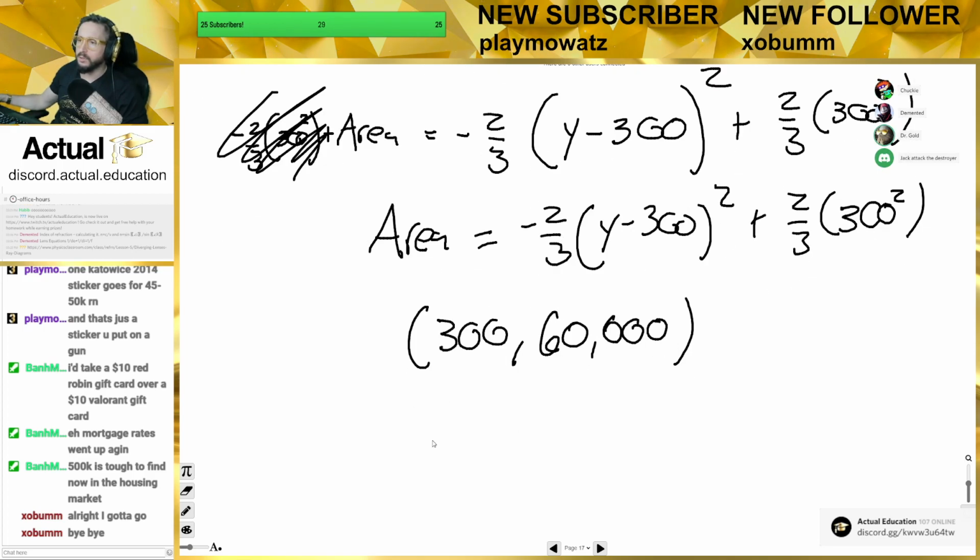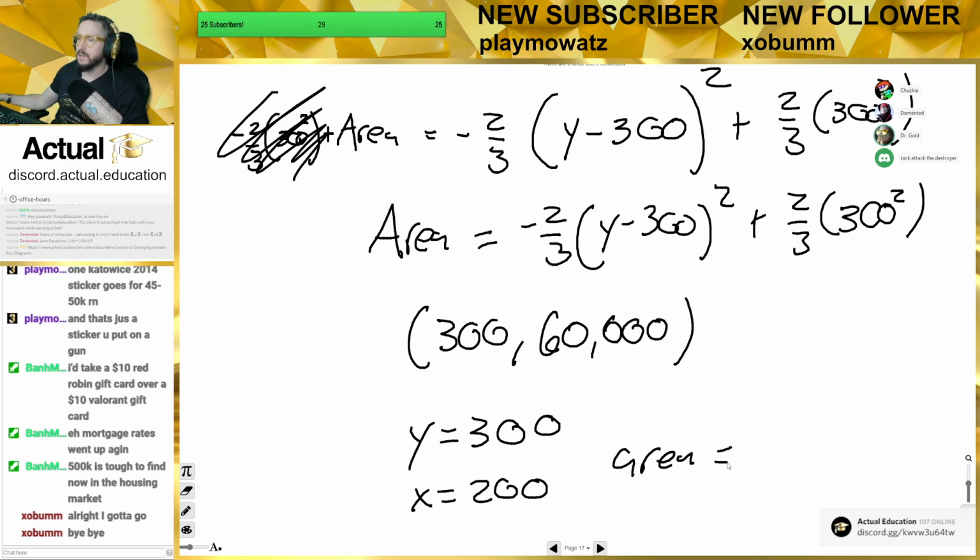So the dimensions: y is equal to 300, x is equal to 200, and then the area is equal to 60,000. That's where it all comes from.